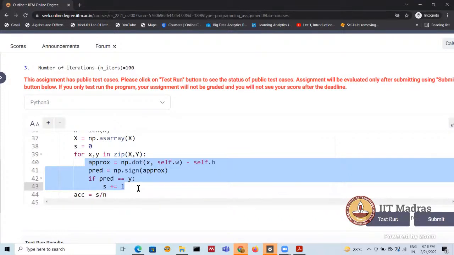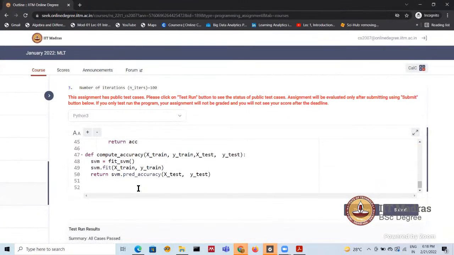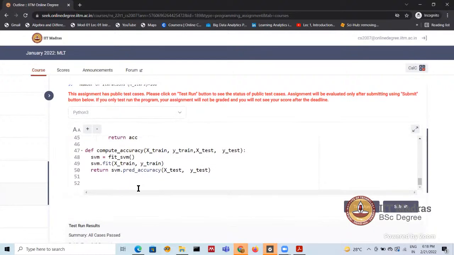These functions are written inside this class as fit SVM. Once you complete this class, you write a compute accuracy function so that you pass all the data points and label vectors and return the value of the accuracy. That's all. If you scroll down a bit, you will have that compute accuracy function. You're just fitting the SVM, then predicting using that pred accuracy function and returning that value. That's all.